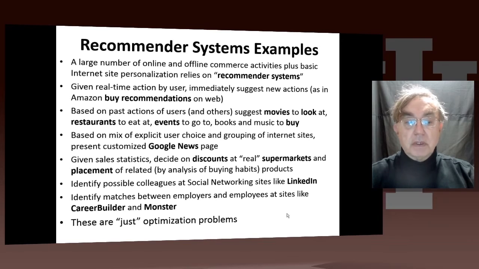In the real world, we have given some sales statistics. We need to decide on discounts at supermarkets and where products should be placed next to each other by looking at buying habits and seeing what correlations there are. LinkedIn uses these technologies to identify possible colleagues which you can then invite to join you and become one of your collection. An equally important example is providing matches between employers and employees, or employees and jobs at sites like Career Builder and Monster. I notice all of these are optimization problems. You're trying to do something in a way that is in some sense optimal. That optimality is not always so easy to measure, but intuitively, these are all optimization problems.